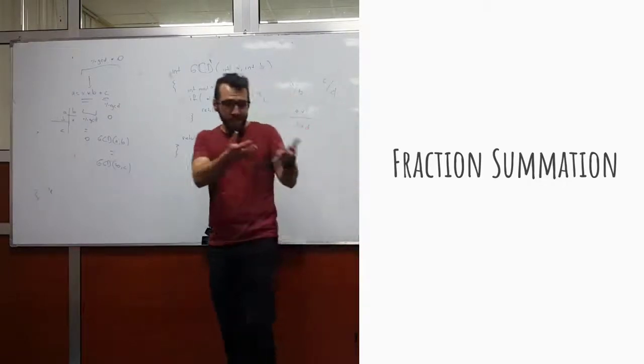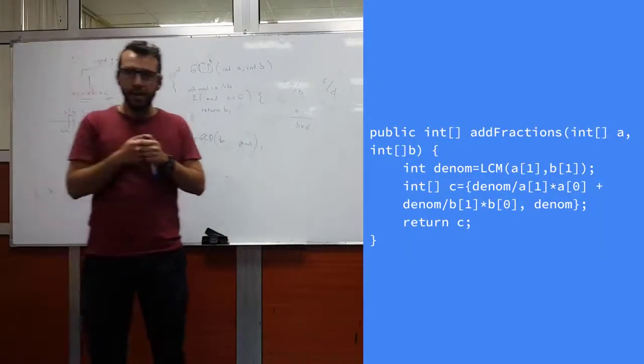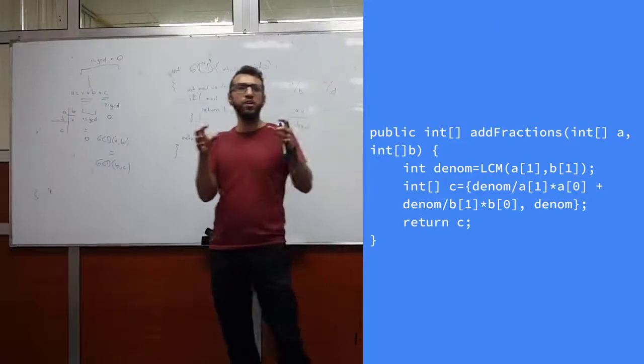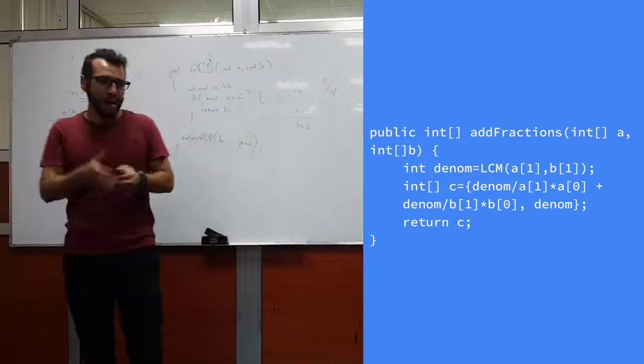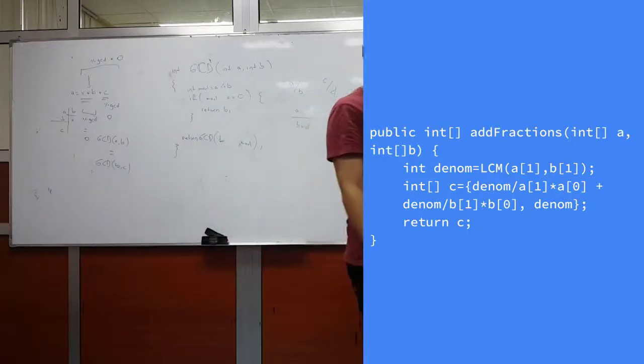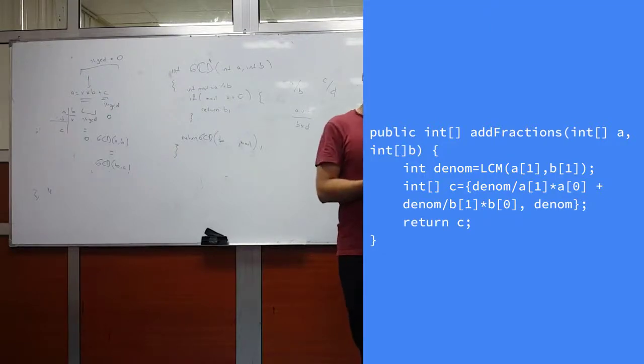And with the help of the lowest common multiple function, we can basically find the lowest possible denominator that both fractions can be converted into. And with the help of that, we just do a basic summation operation. So let's take a look here. First we get the lowest common multiple of A1 and B1. A1 and B1 are the denominators.